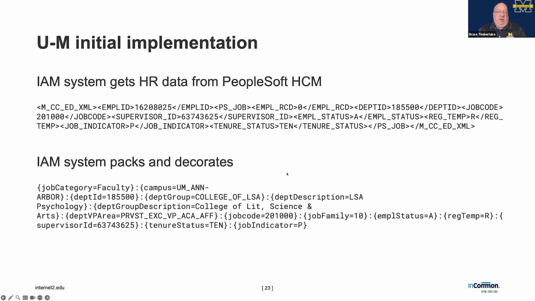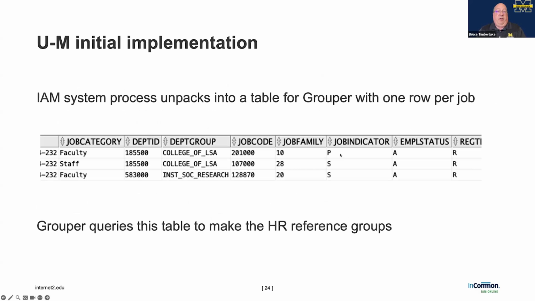So our initial implementation before ABAC was we would get this XML data from PeopleSoft, and we had code that would pack it and decorate it, stick it on the identity data in our registry, our identity vault, and then retrieve it with LDAP. And then that would create a table in Grouper with a row for each job. And then Grouper would query that to build the reference groups. These are all those 17,000 reference groups we built that nobody's using. But this is how we set it up initially.